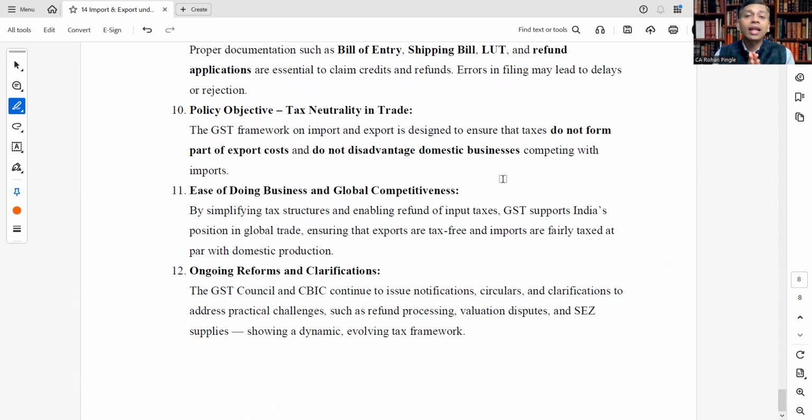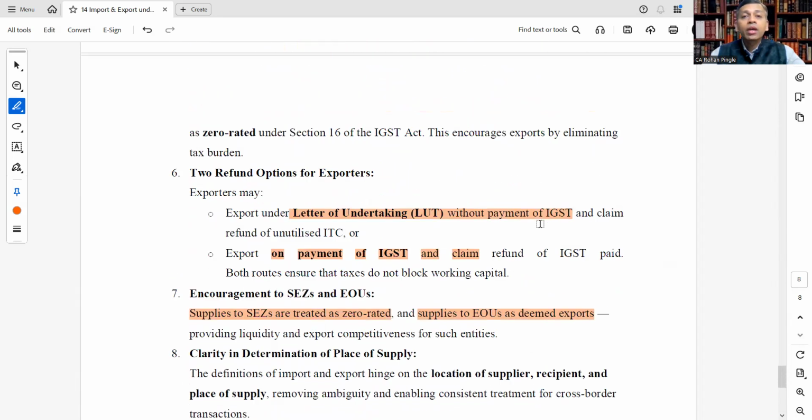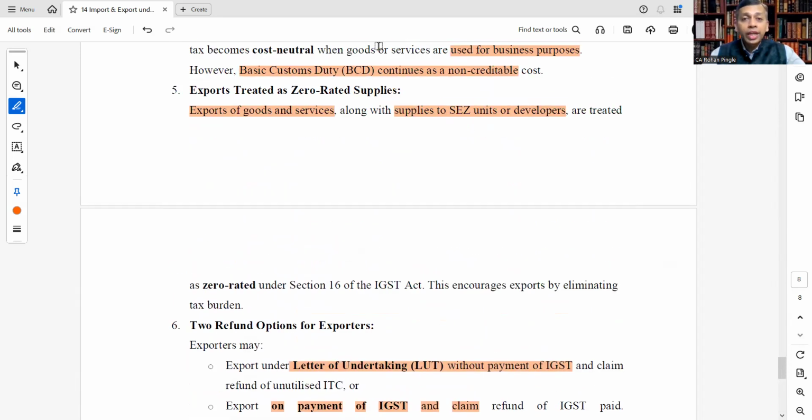Ongoing reforms and clarifications. The GST Council and CBIC continue to issue notifications, circulars, and clarifications to address what? Practical challenges such as refund processing, valuation disputes, and SEZ supplies, showing a dynamic and evolving tax framework. Okay. So this is for today.